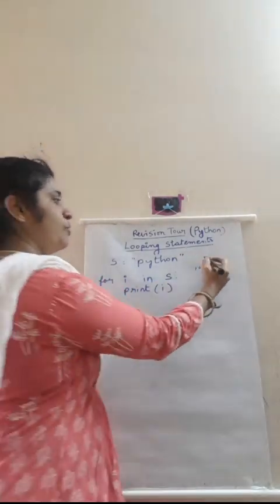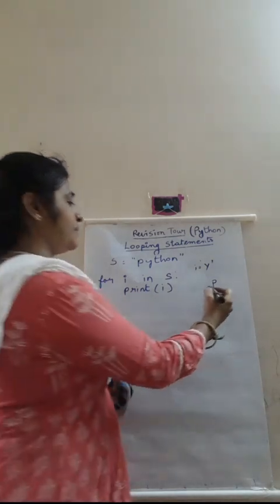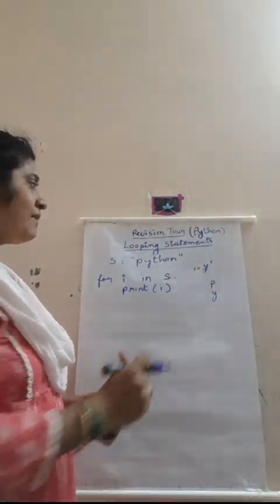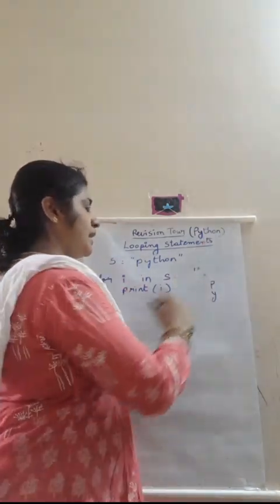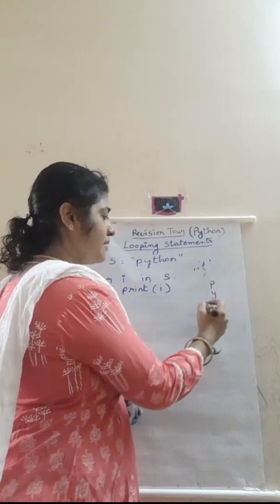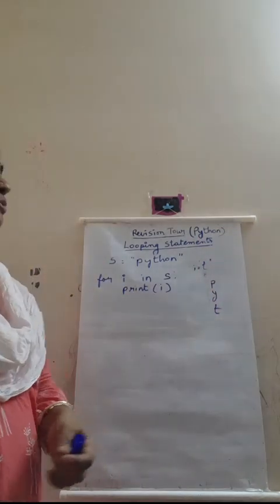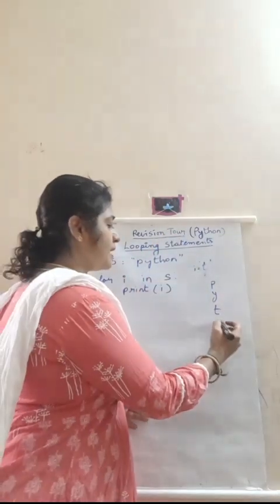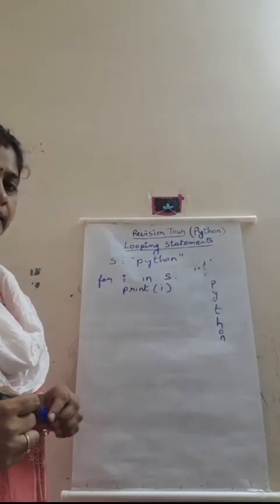Next time the I value would be y, and it will display y. And the third time the I value would be t. Sorry, it would be t, and it will display t. Similarly, the fourth time the I value would be h, and then o, then n. So the answer finally would be like this.